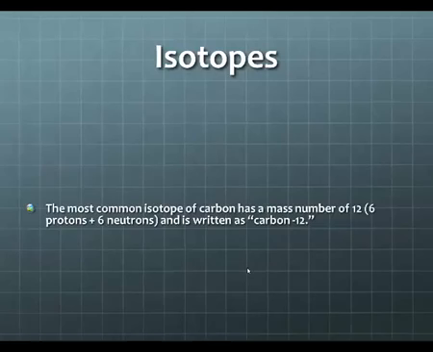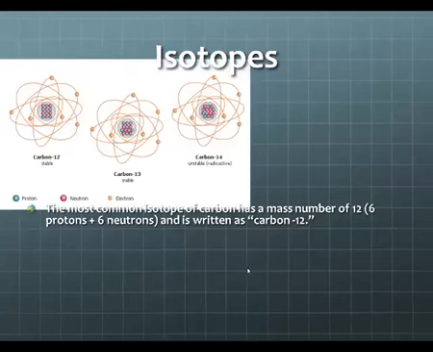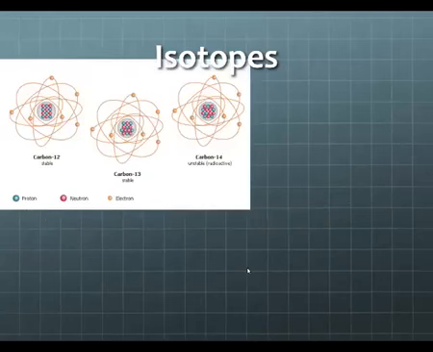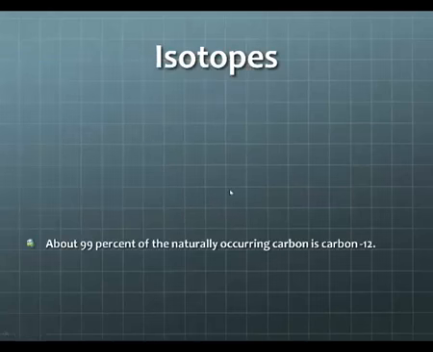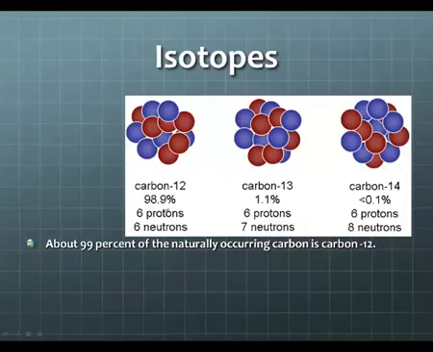The most common isotope of carbon has a mass number of 12, so 6 protons plus 6 neutrons, and is written as carbon-12. This picture shows the different isotopes of carbon: carbon-12, carbon-13, carbon-14. About 99% of the naturally occurring carbon is carbon-12. 99%, 6 protons, 6 neutrons.